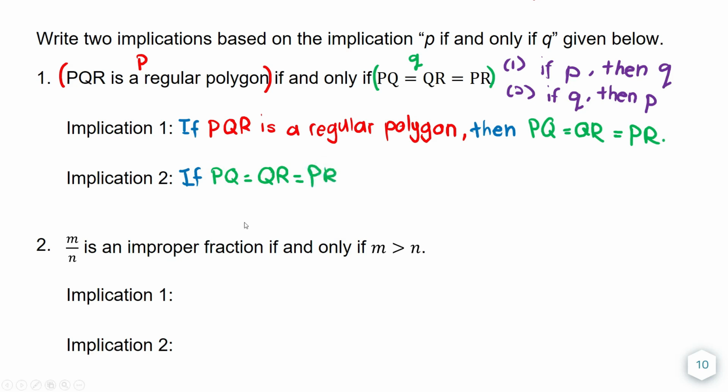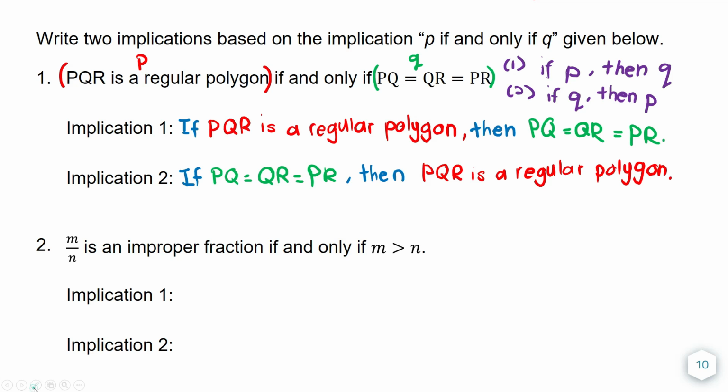If PQ equals QR equals PR, then PQR is a regular polygon. Okay, this is the final answer for question number 1. Implication 1: if PQR is a regular polygon, then PQ equals QR equals PR. For implication 2: if PQ equals QR equals PR, then PQR is a regular polygon.